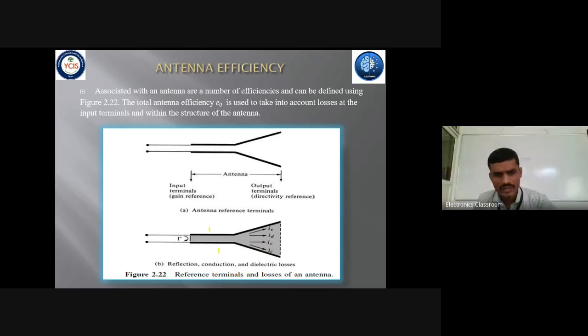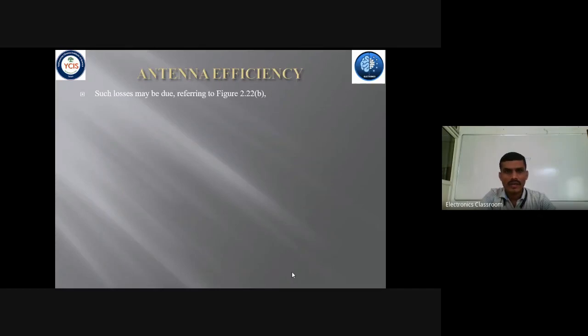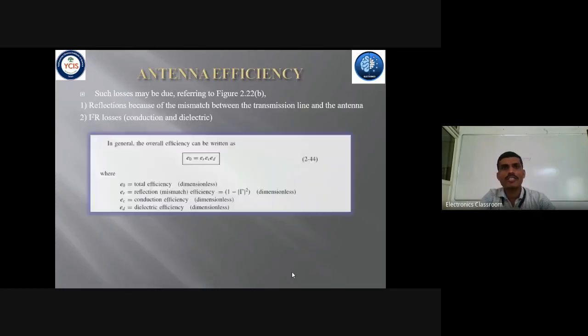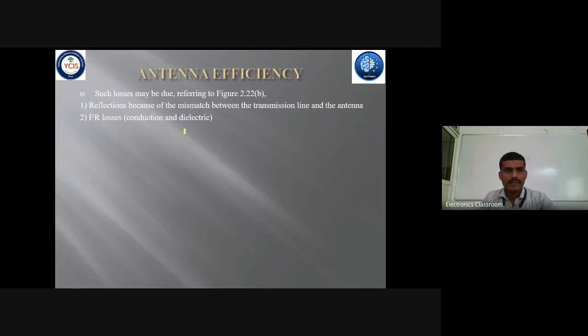So this is your reflection loss due to the mismatch of the transmission line and antenna. Now the second one is the conduction loss and dielectric loss. Conduction loss and dielectric loss are commonly called I square R loss. What are I square R losses? Conduction and dielectric losses are called the I square R losses.